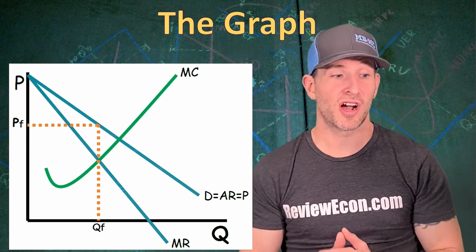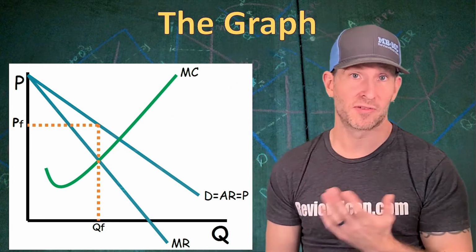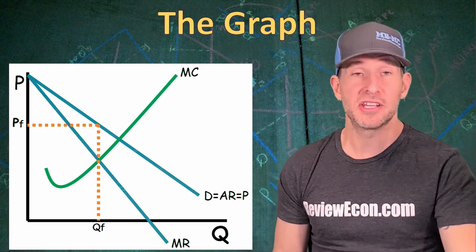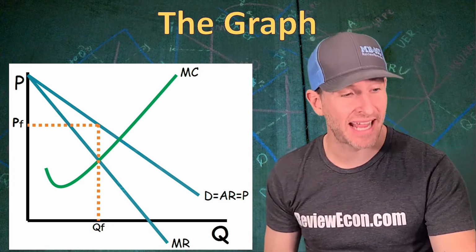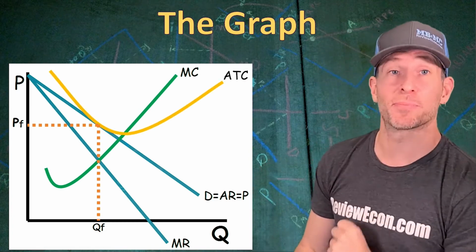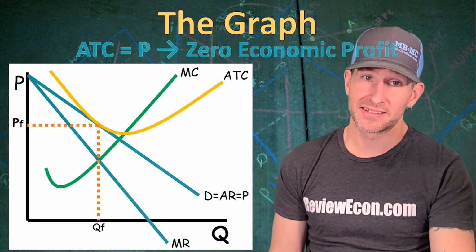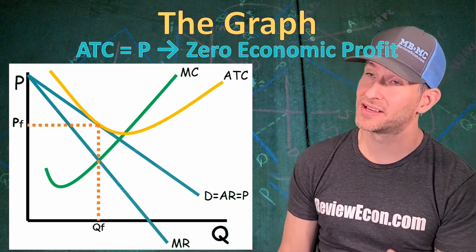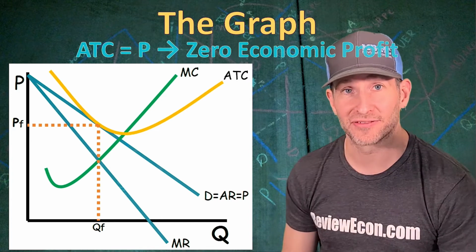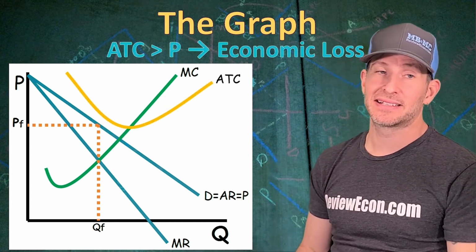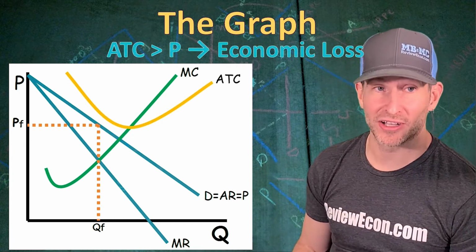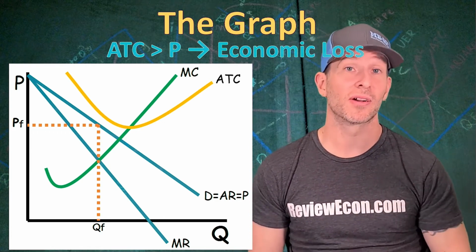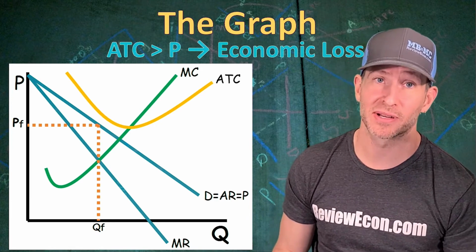Now, if you were asked to draw a monopoly earning zero economic profit or breaking even, remember that's a normal profit, they're covering their opportunity costs, then you would make sure that the average total cost curve was tangent to the demand curve at the profit maximizing quantity. And here, since the average total cost equals the price at the profit maximizing quantity, this firm is earning zero economic profit. If instead we drew that ATC a little higher, now we would have economic losses because at that profit maximizing quantity, the average total cost is greater than the price. And that means economic losses.